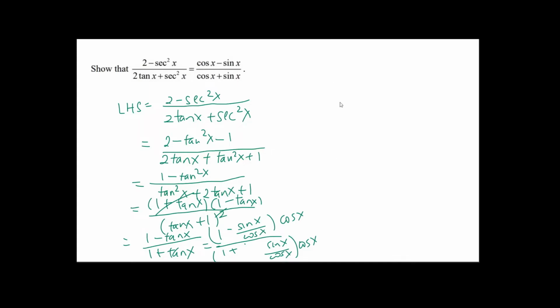Alright, so now I'm going to multiply cosine x to 1 minus sine x over cosine x. So cosine x times 1 is cosine x. Sine x over cosine x times cosine x is basically sine x. So in the numerator, I'll end up getting cosine x minus sine x when I expand, which is what I need here. Similarly, for the denominator, when I multiply this by cosine x, I'll have cosine x plus sine x. So this is equal to the right-hand side, which is what I need to prove. So I have shown this.